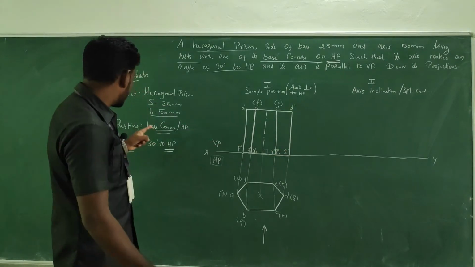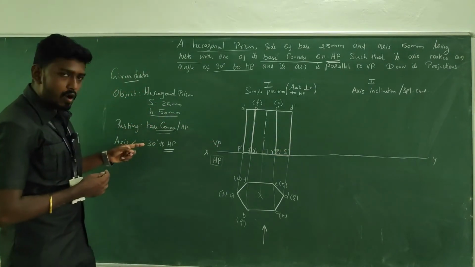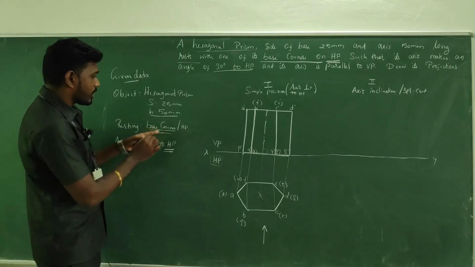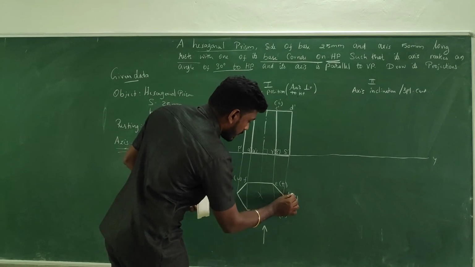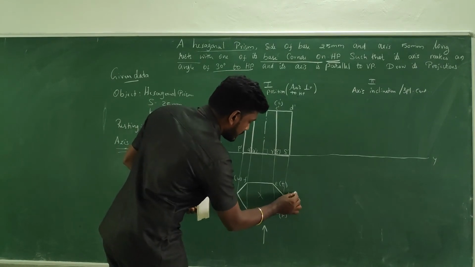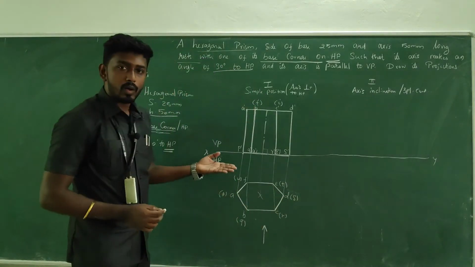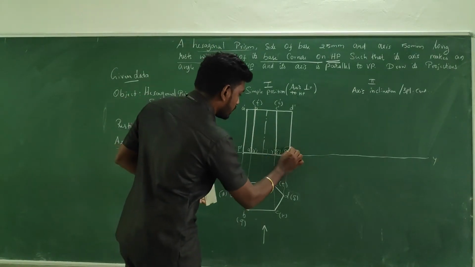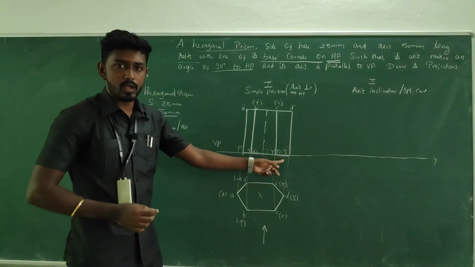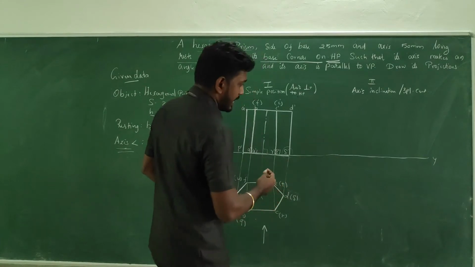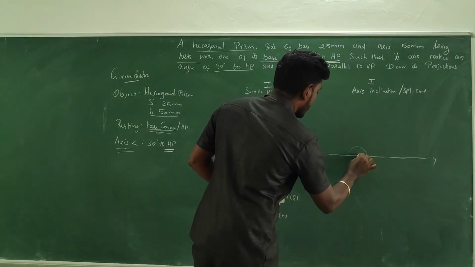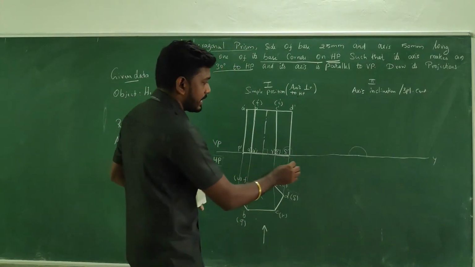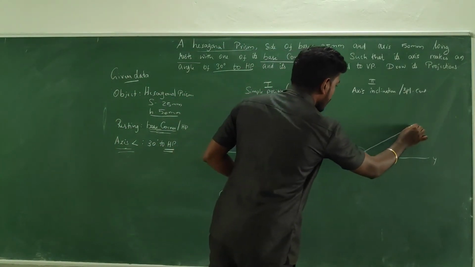Okay, and the condition is when you are tilting the object, one of the base corners should rest. So here we have kept S as the base resting corner. Here you can see this is a resting corner on the base. So what we have to do is first take, with the help of your protractor, a 30 degree measurement and go for an inclined line.